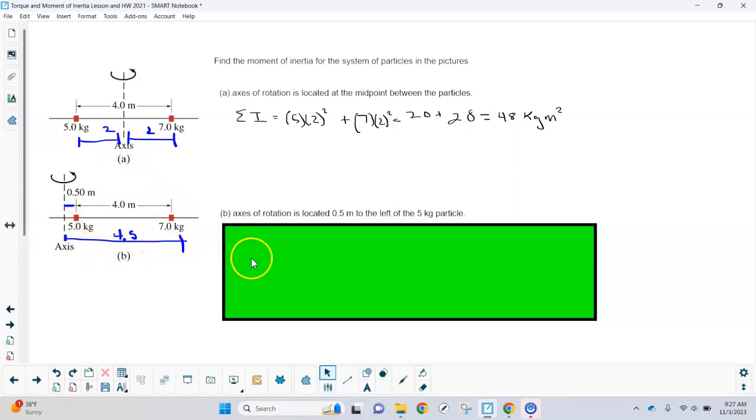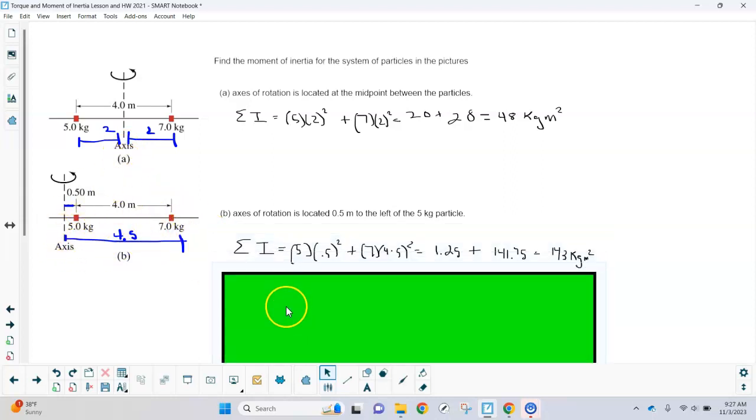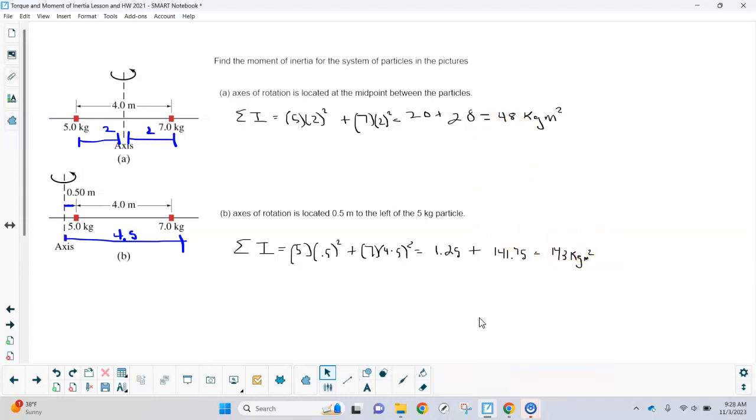When we do the same math for these distances, however, it gets much bigger. So 5.5 squared, that actually is a lower amount because you've moved the 5 closer to the point of rotation, so that's only 1.25. But you've taken this 7 and you've moved it a significant amount away. You've more than doubled it, and it's the squared of that. So it's 7 times 4.5 squared. That gets you 141.75. You add those together, you get 143. So 143 is larger than 48, so this one is harder to rotate, which is what we said should make sense in our situation because we've moved more of the mass away.